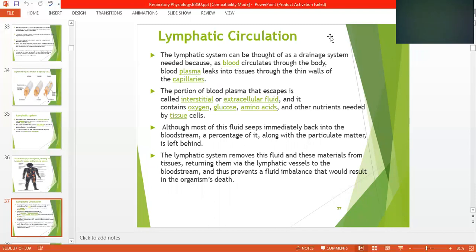Although most of this fluid seeps immediately back into the bloodstream, a percentage of it, along with the particulate matter, is left behind. The lymphatic system removes this fluid and these materials from the tissue, returning them via the lymphatic vessels to the bloodstream and thus prevents the fluid imbalance that would result in the organism's death.